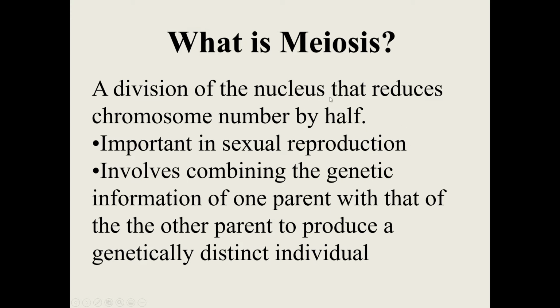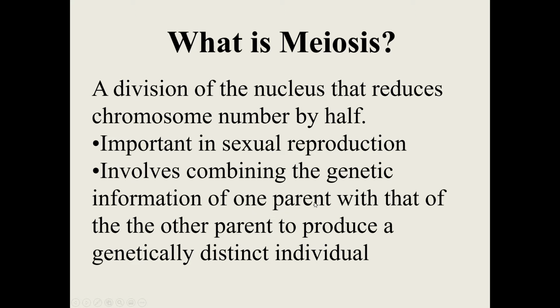So it's going to divide the nucleus and reduce the amount of chromosomes to half. That's essential, right? When you're forming a new person from two different people's DNA, you only have half the DNA in each cell that combine to create one whole organism. Okay? It's very important in sexual reproduction, and it's going to involve combining the genetic information of two different parents together to create a genetically distinct individual.